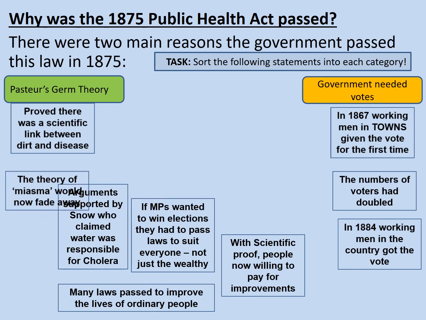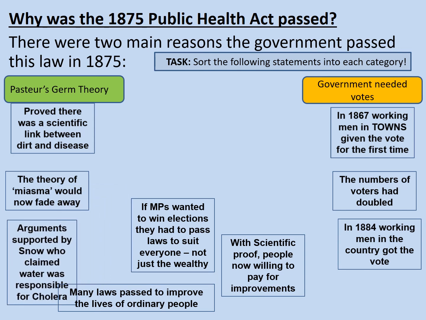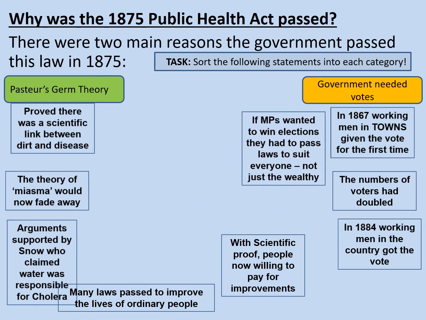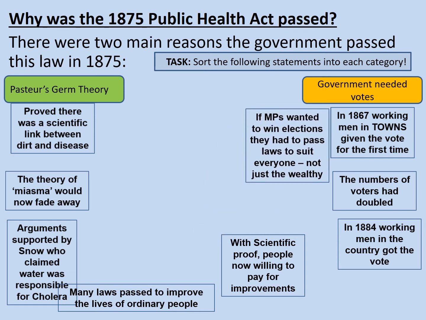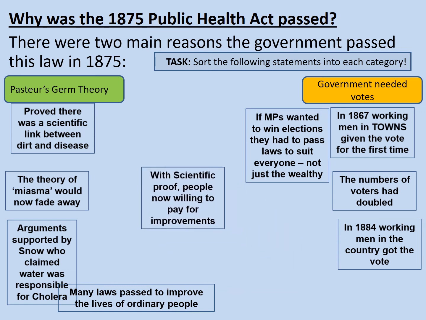But the theory of miasma would now fade away with Pasteur's germ theory being understood. Arguments supported by Snow, who claimed that water was responsible for the cholera. Pasteur's germ theory helped to demonstrate this. MPs wanted to win elections, so they had to pass laws to suit everyone, not just the wealthy. That's linked to getting more votes.